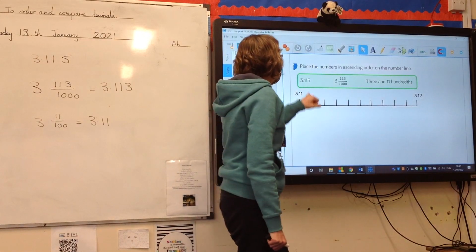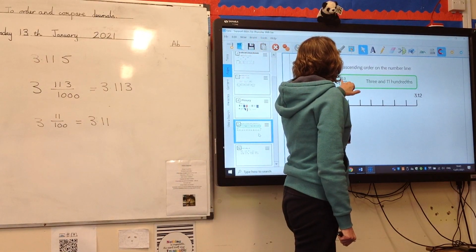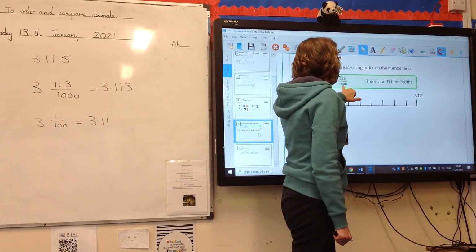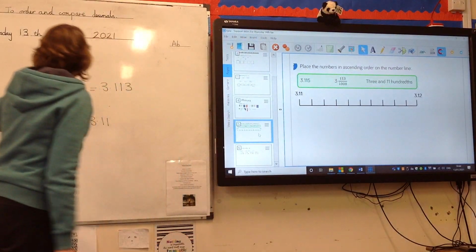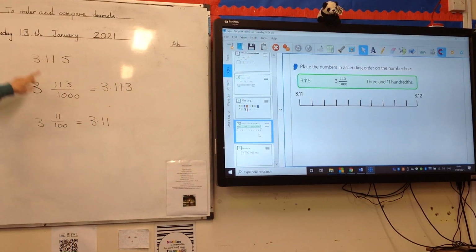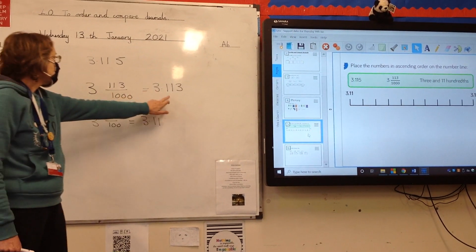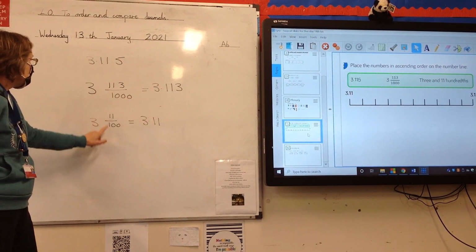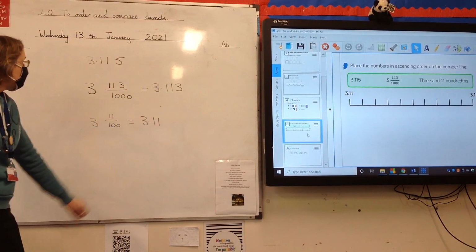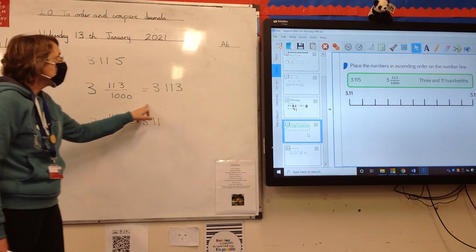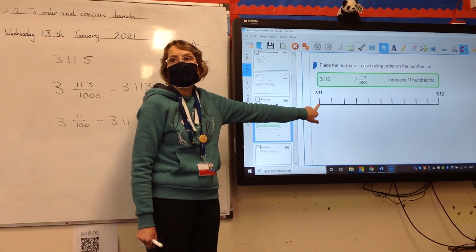So we've got 3.115, 3 and 113 thousandths, 3 and 11 hundredths. And I've written those numbers up here. And I've written the 3 and 113 thousandths as a decimal, and the 3 and 11 hundredths as a decimal. So we've got our 3 decimals. Now this one is nice and easy because it's already there. It's the start of our number line.